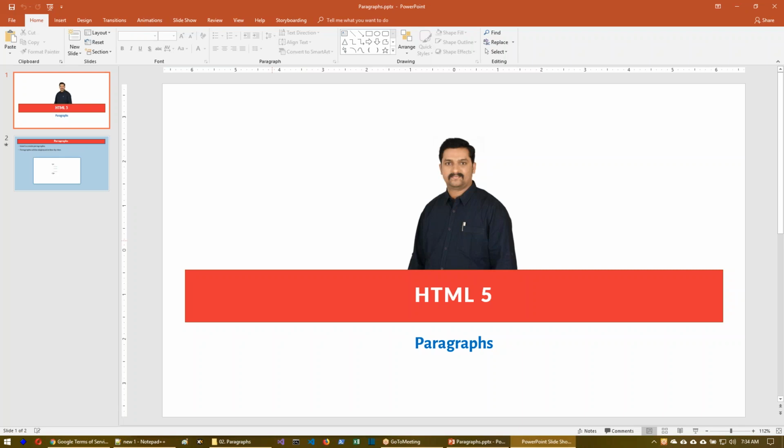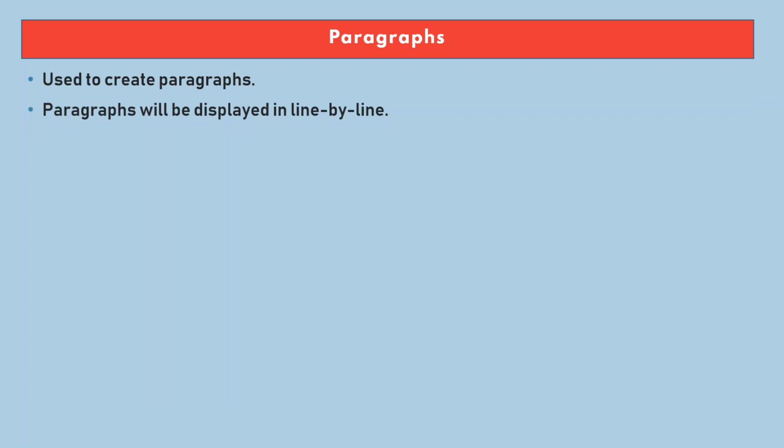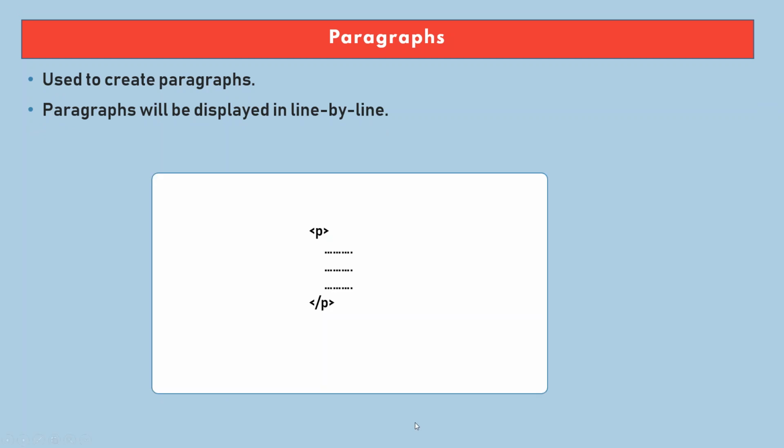Okay, we are understanding paragraphs. So paragraphs are meant for creating multiple groups of text. Every group of text is nothing but one paragraph, and paragraphs will be displayed line by line. That means every paragraph will start with a new line. So the paragraph is created by using the P tag. P for paragraph. The paragraph begins here, the paragraph ends here. In between, we can place any running text matter.